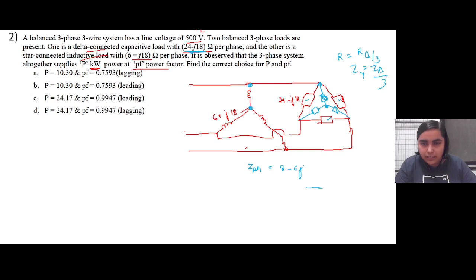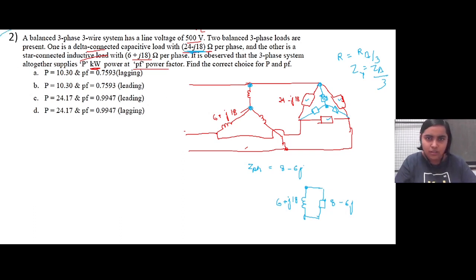So per phase there will be one load which is previously connected in star, 6 plus j18, and there will be another one connected here having a capacitive load of 8 minus 6j. So in each phase the impedance will be this in parallel with this.